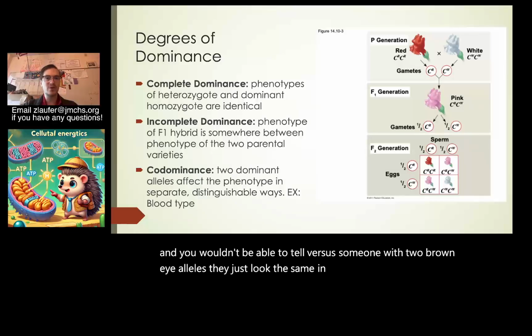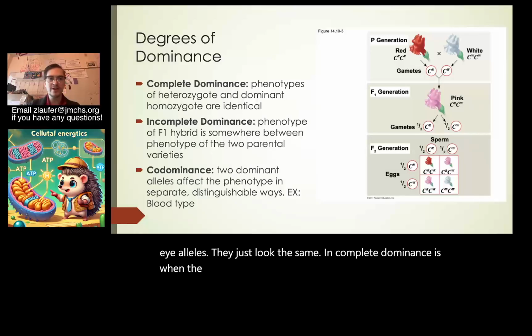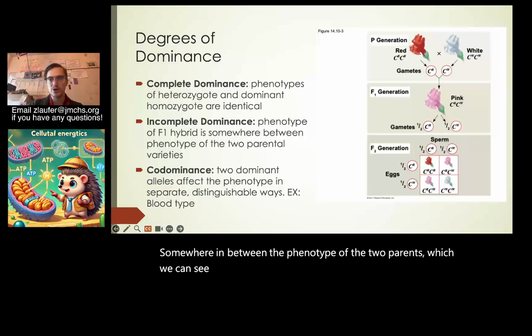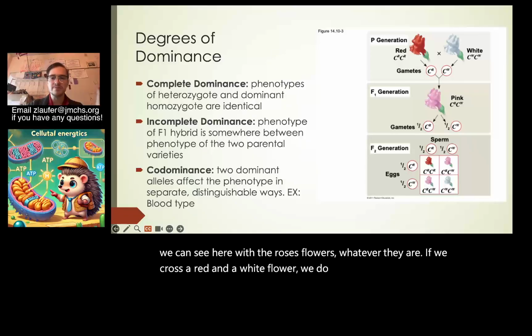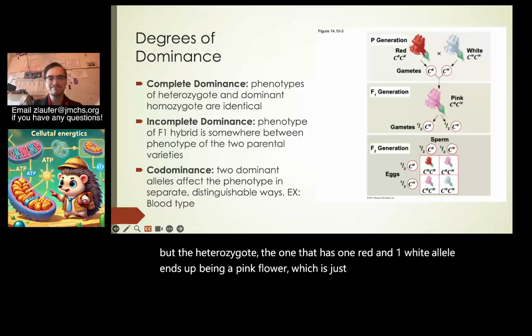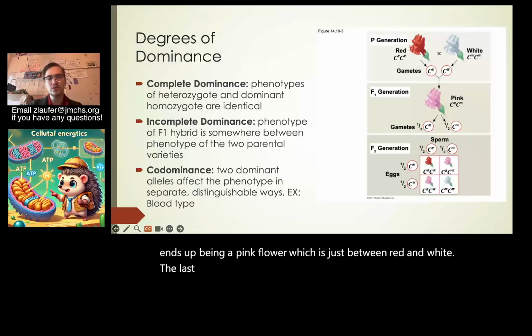Incomplete dominance is when the hybrid, the heterozygote, is somewhere in between the phenotype of the two parents, which we can see here with the roses, flowers, whatever they are. If we cross a red and a white flower, the heterozygote, the one that has one red and one white allele, ends up being a pink flower, which is just between red and white. The last type is codominance.